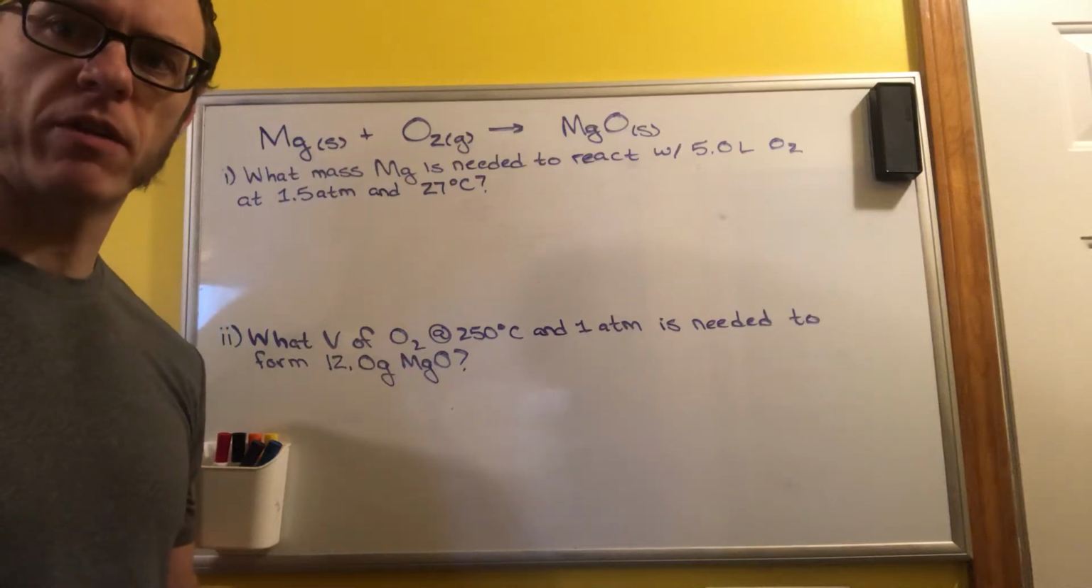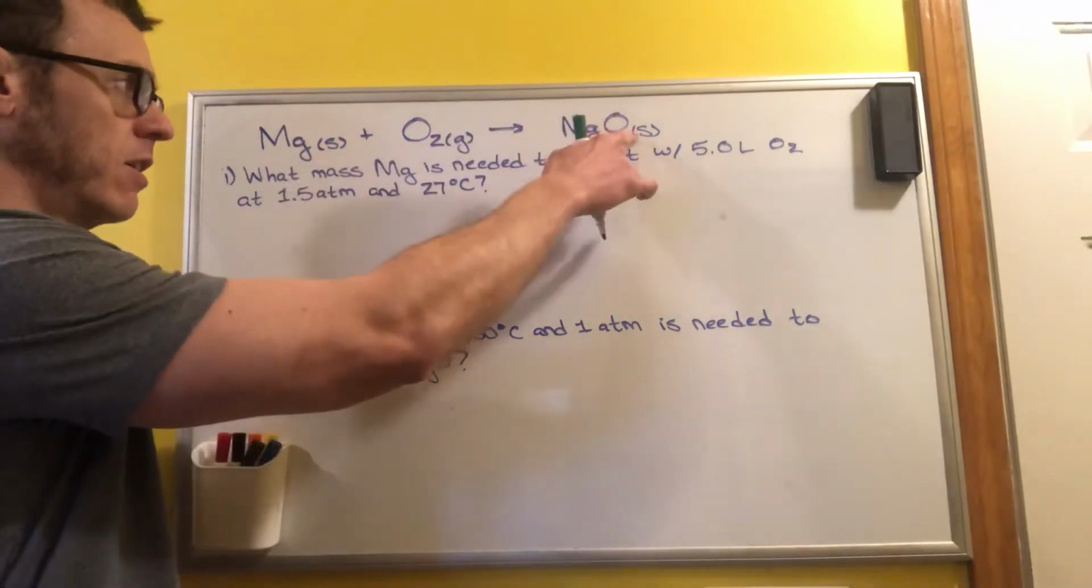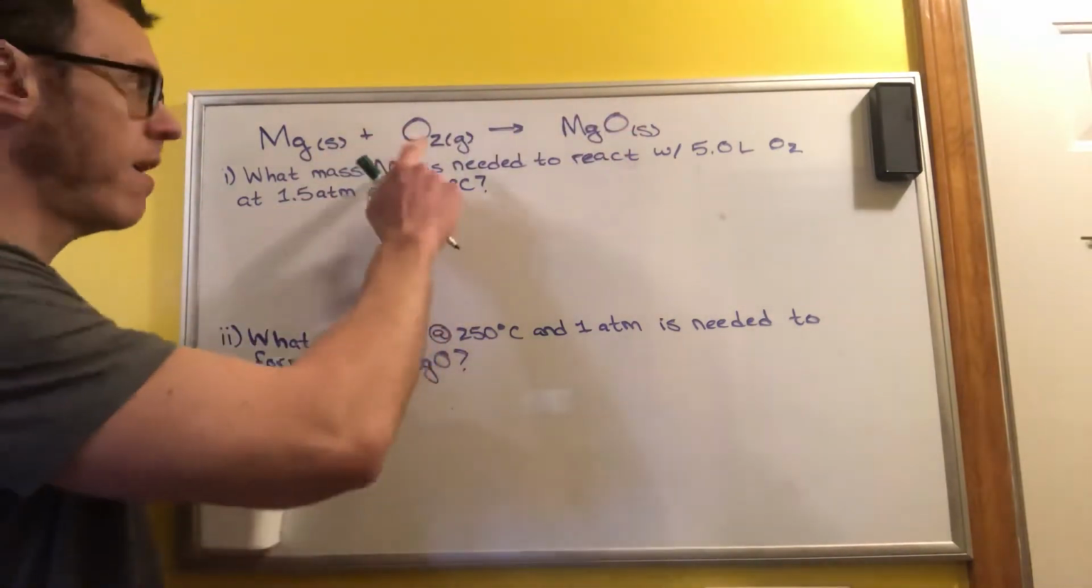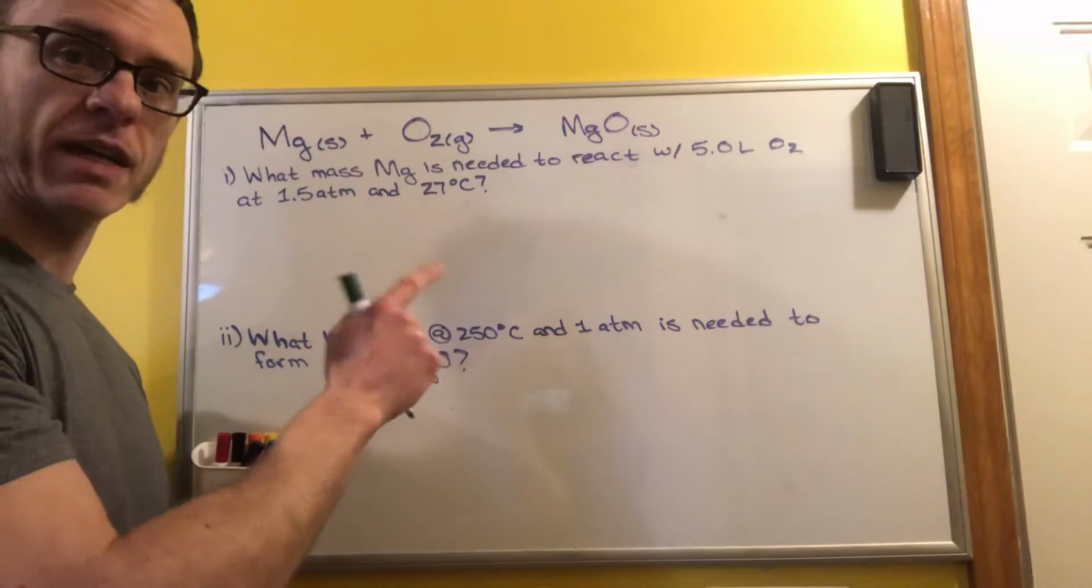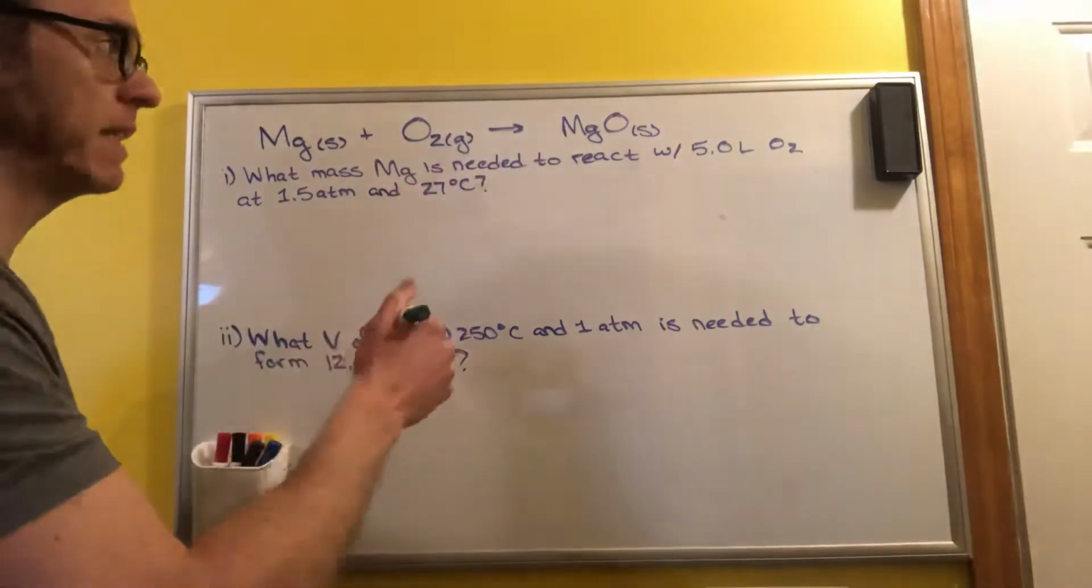All right, guys, we're back with another example, except this time, instead of all gases, we're going to be dealing with a solid here and a solid here. The only gas we have is O2. We ran this reaction. This is when we set magnesium on fire. It was a combination reaction, so we made magnesium oxide.